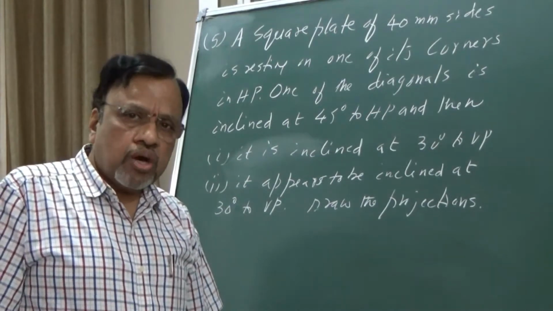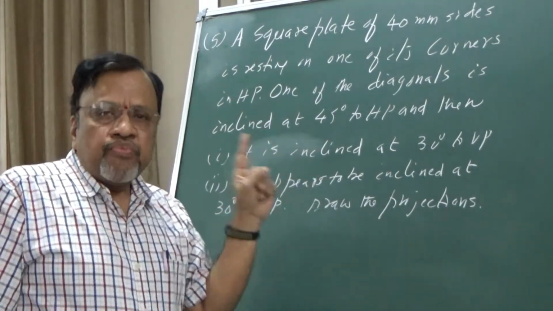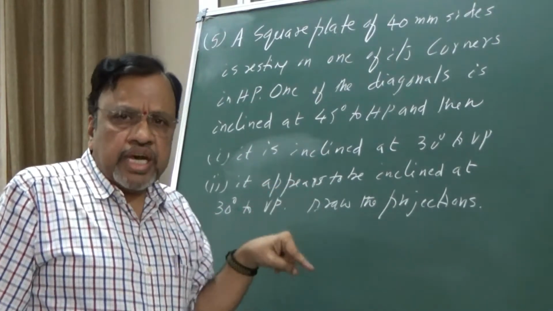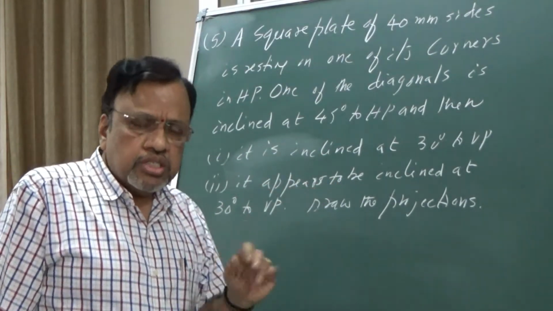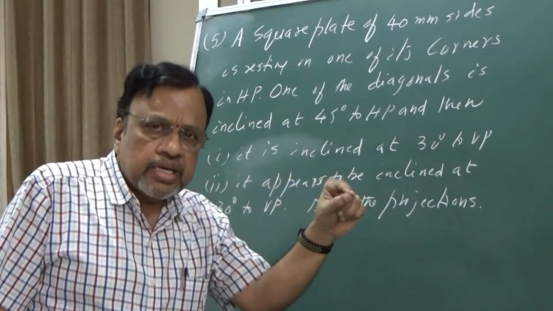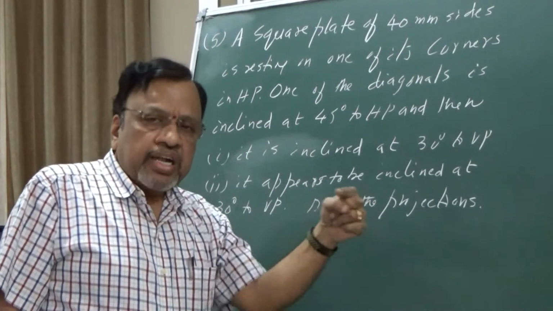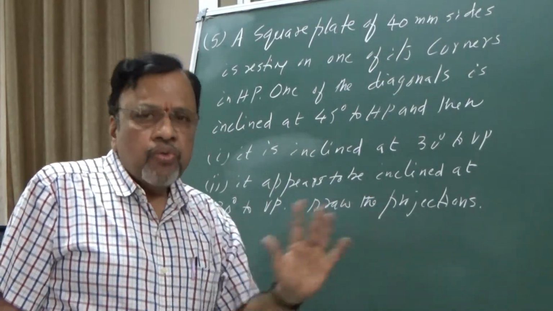So how do you start the top view? I start the top view such that the corner containing the two sides makes equal inclinations, or, I can also say, the line joining that corner and the center of the square lamina has to be parallel to VP.